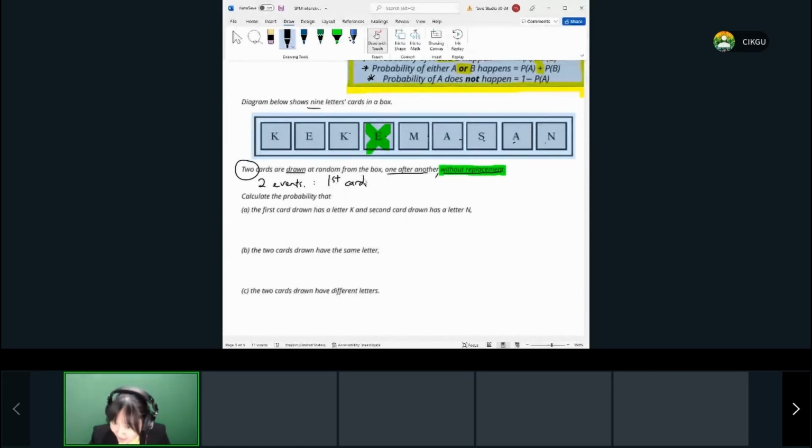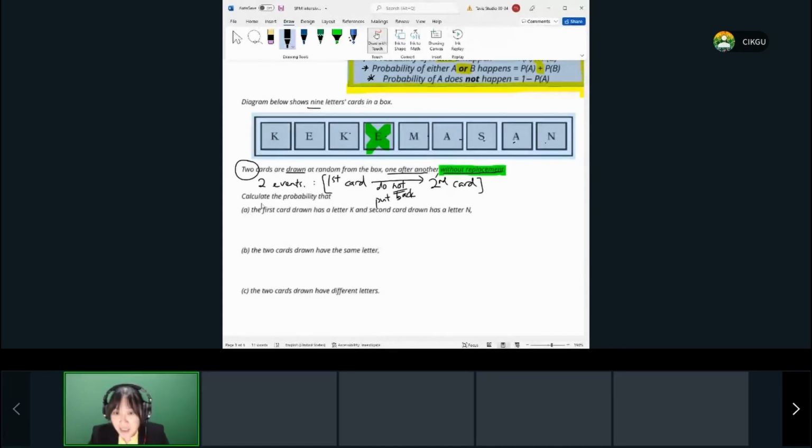First, you pick the first card, and then you do not put it back. Do not put back the first card you take out already. You don't put it back into the box, and then you straight away pick the second card. This is the process of this question. Now that you understand fully, let's do the question.